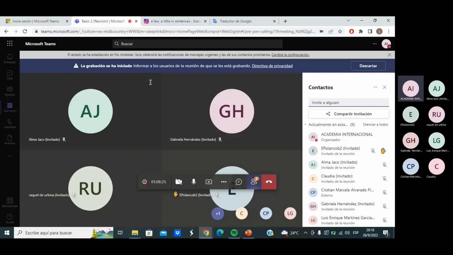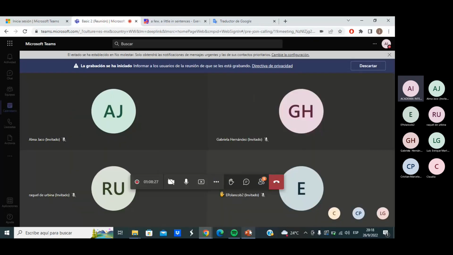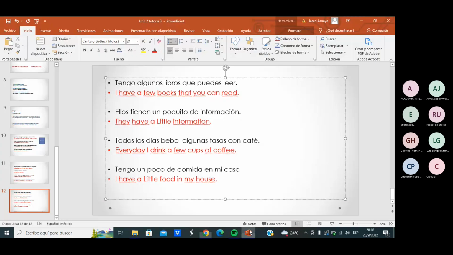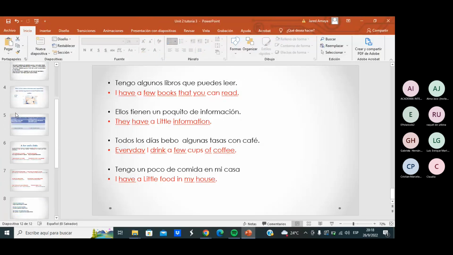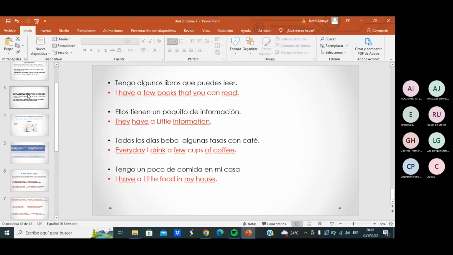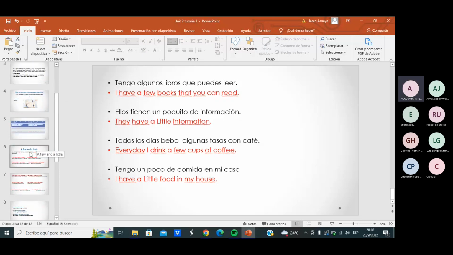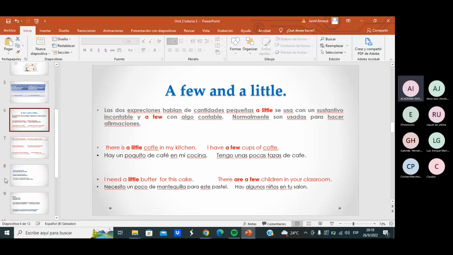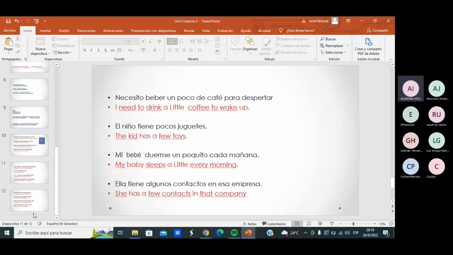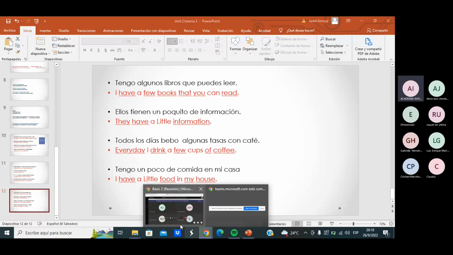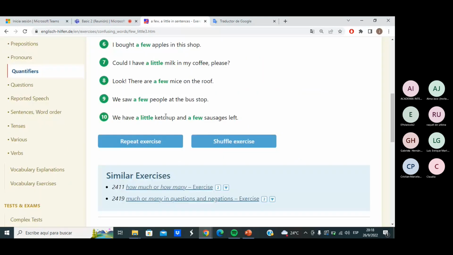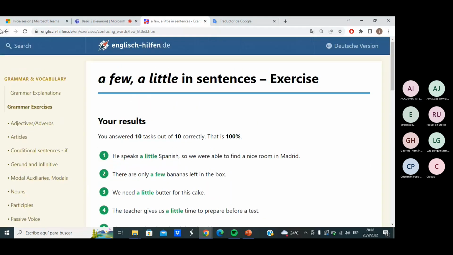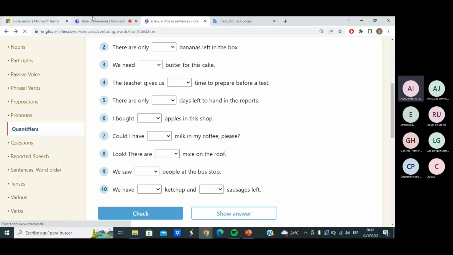Well, if you don't have questions about this, I think that it's all for today. I think that it's a little bit easy because we just practiced a few and a little, and what's the main difference between them? And we just practiced some sentences and we made some exercises at the end. And that's everything. Even I have some exercise here. But I think that it's all for today, right?